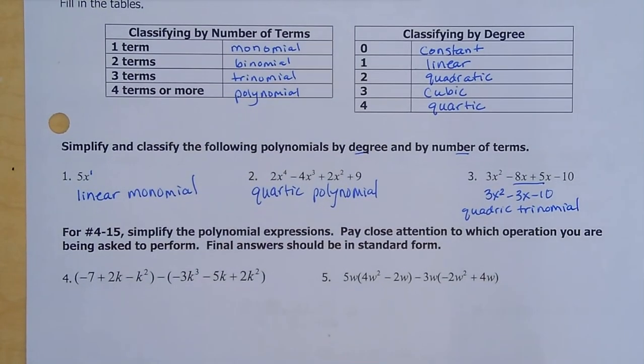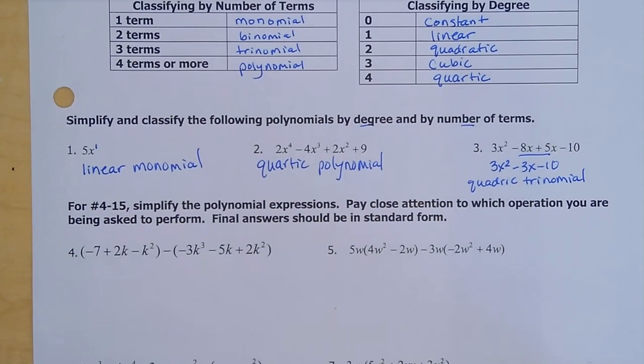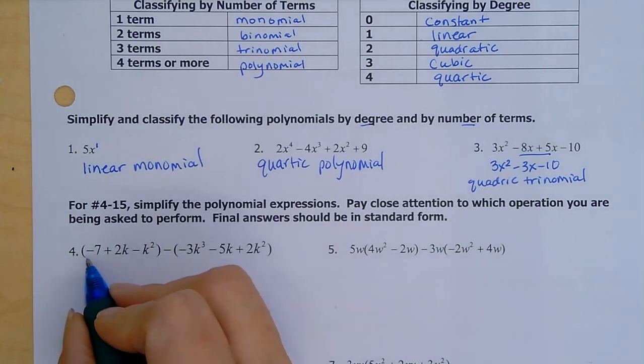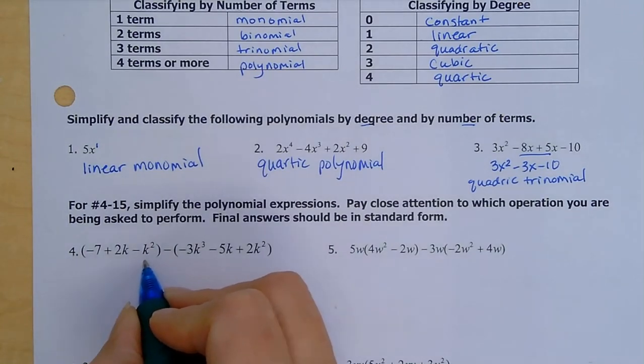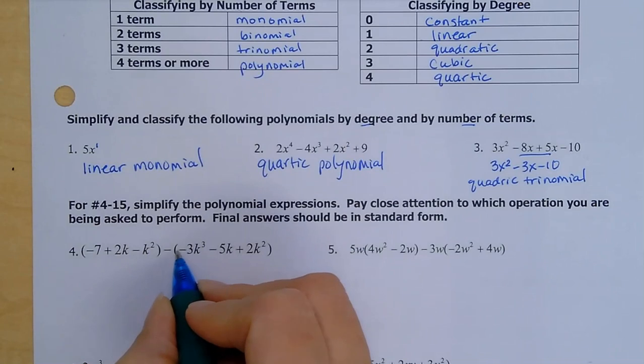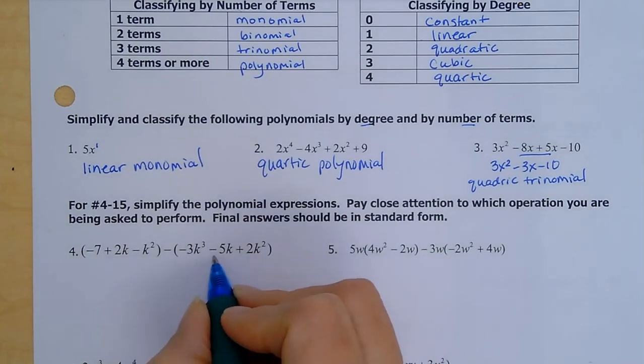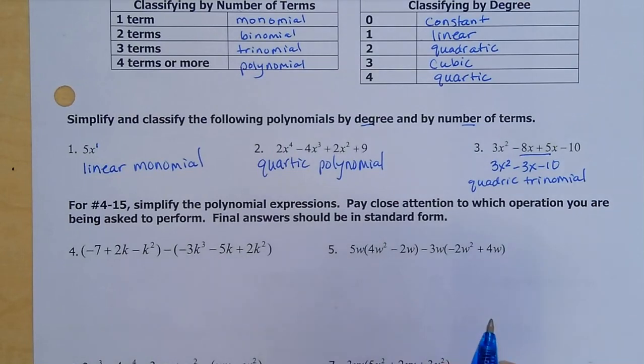Okay, our next little section says that we're going to simplify polynomial expressions. Pay close attention to which operation you are being asked to perform. And by that I mean adding or subtracting or multiplying or dividing. After you get your answer, you're going to write it in standard form. So this is -7 plus 2k minus k squared, all minus this expression, -3k cubed minus 5k plus 2k squared.